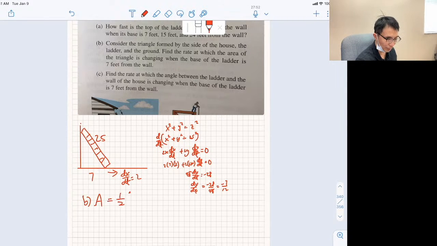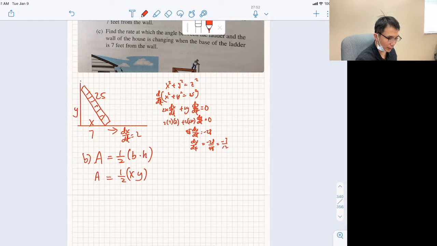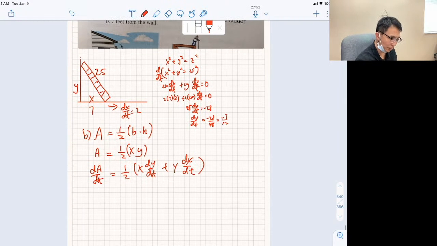Area equals 1/2 base times height. Is that okay? So in terms of variables, it's going to be 1/2 times x times y. Does that make sense? This is x and this is y. If I take a derivative, what am I going to get? It's 1/2, yeah, that's going to be x dy dt plus y dx dt. Some people say they have a different order. That's okay, because of the associative property, you can actually figure out anything.